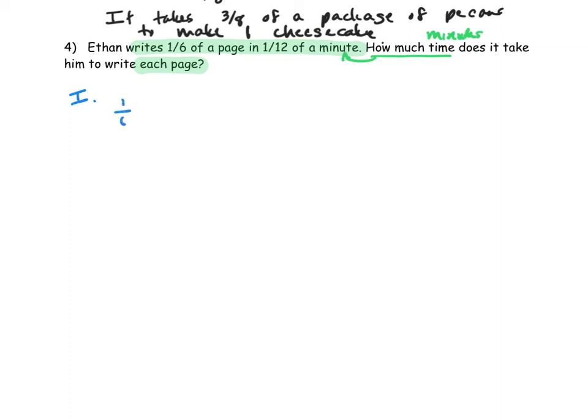I'm going to write 1/6 of a page compared to 1/12 of a minute. And that information came from what they gave us, our initial ratio. Now, we also want to make sure that our variable, again, you can use any variable. M would be good for minutes, but I'm going to use X. Let X represent how many minutes, or the number of minutes.